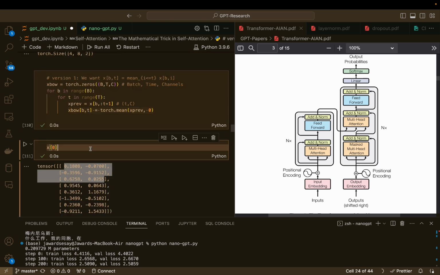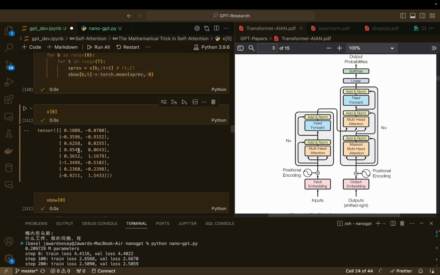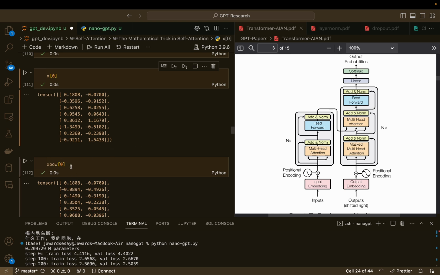When we do that, for example, if we print the 0th values of x, what we get here is simply this matrix. Now, what will be the output for this matrix? What we want is the output to be the average sum of the preceding tokens.